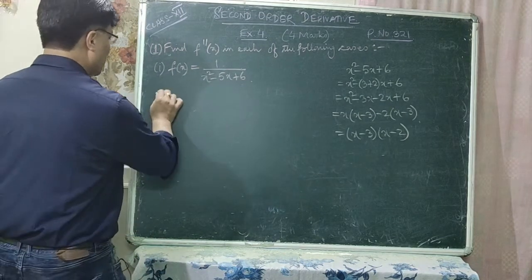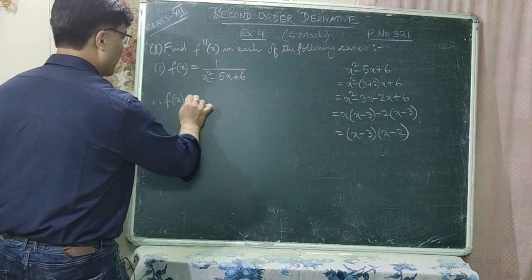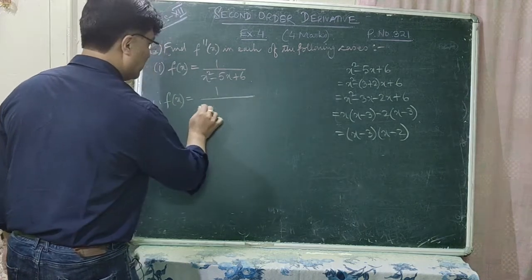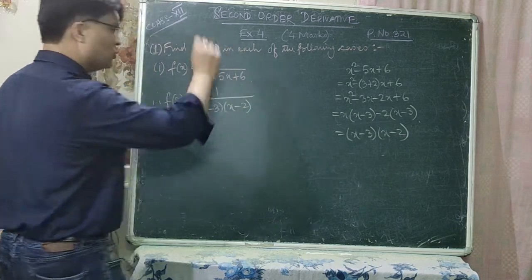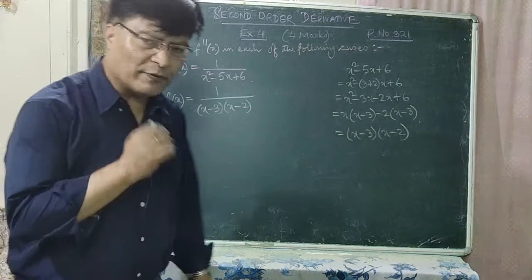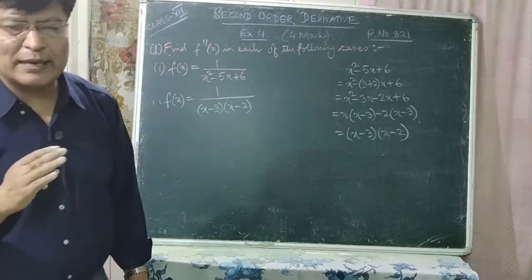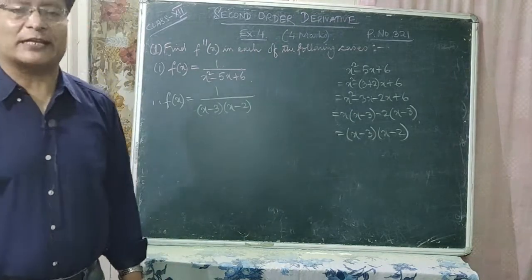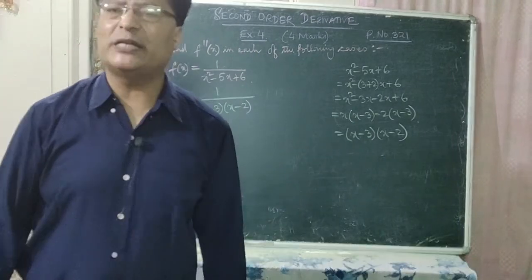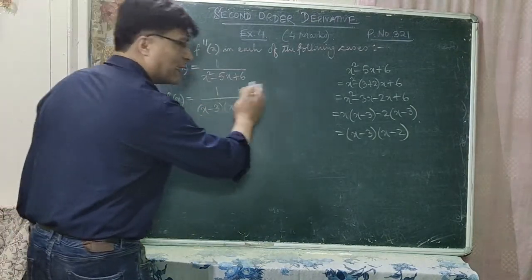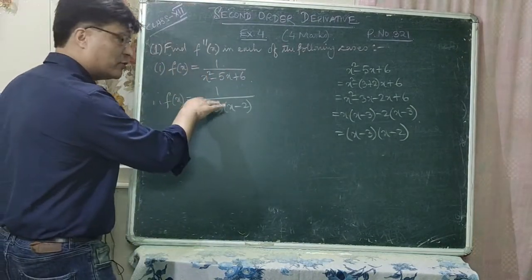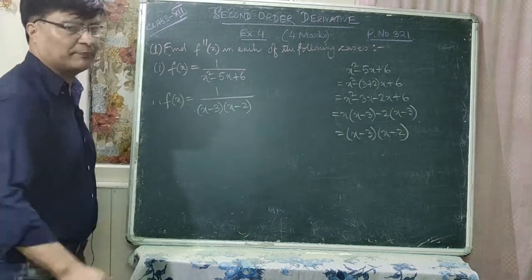So therefore, this is your f of x is equal to 1 upon x minus 3 into x minus 2. Now we change this into partial fraction. So you should know the meaning of partial fraction. So how can you convert this fraction into partial fraction? So this is your fraction, you know, numerator upon denominator.